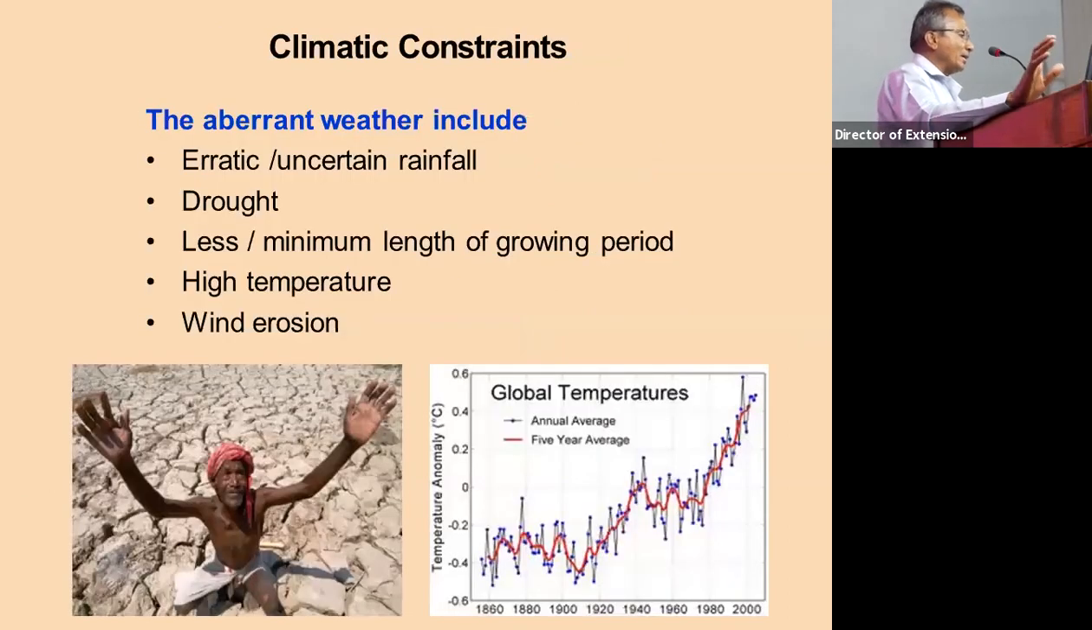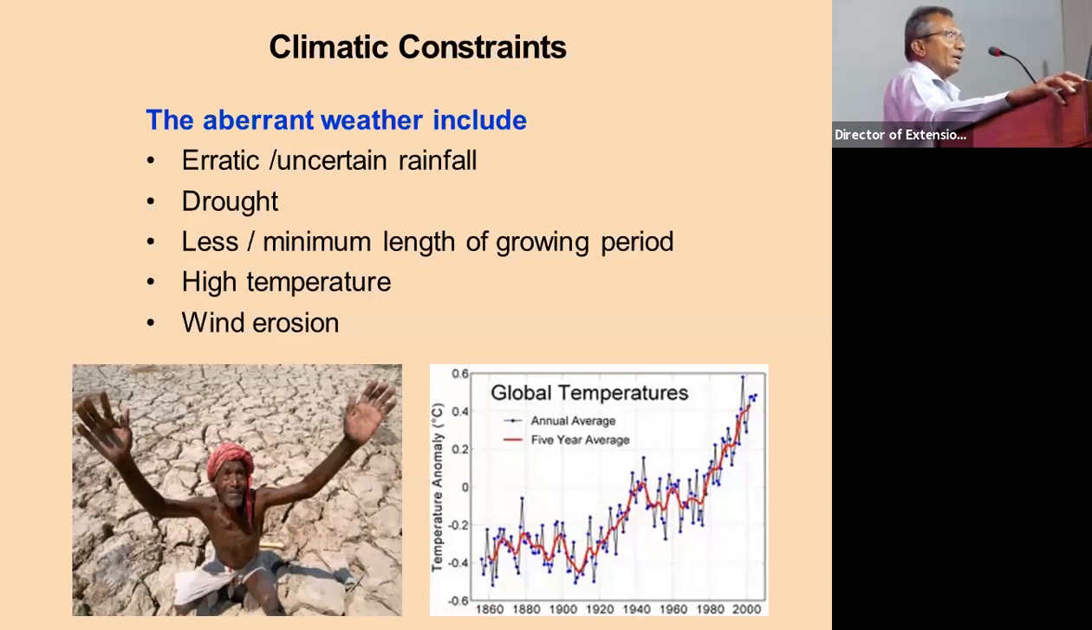Climatic constraints might already have been talked about by the previous speaker. The apparent weather is erratic or uncertain. It's difficult to predict the rainfall in tropical regions because of continuous changes of temperatures and their diurnal variations. Day and night temperatures frequently change. It's not uniform. One day you can see 23 degrees in Coimbatore, and the next day you can see 27 degrees in the night time.